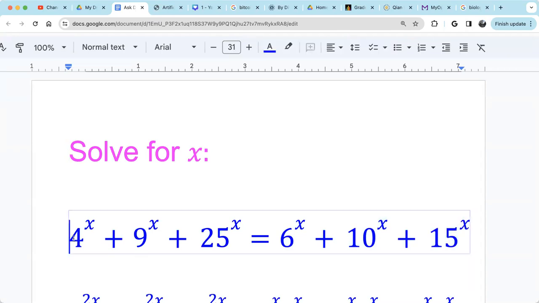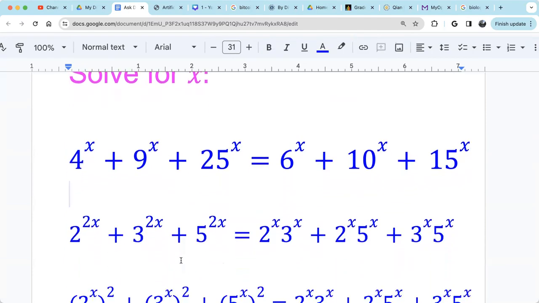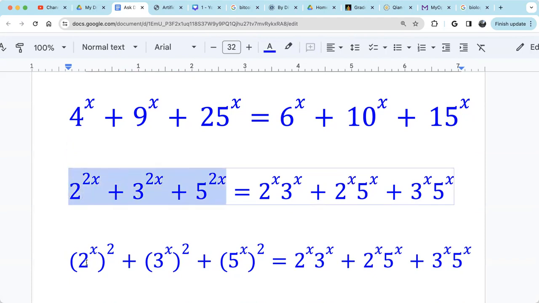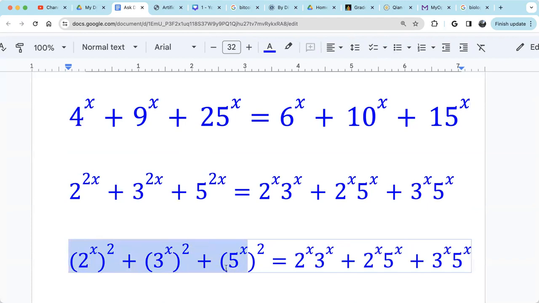So we like to write all the bases in terms of their factors, 2, 3, and 5. So let's do that. 4 raised to x, we write as 2 raised to 2x. 9 raised to x, we write as 3 raised to 2x. 25 raised to x, we write as 5 raised to 2x. And those three, we can rewrite as 2 to the x squared, 3 to the x squared, 5 to the x squared. So now we have square terms on the left-hand side.